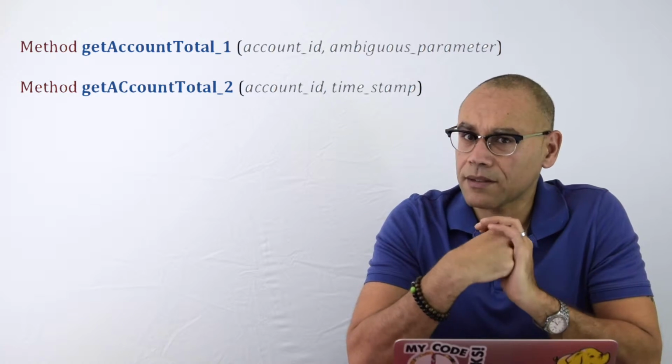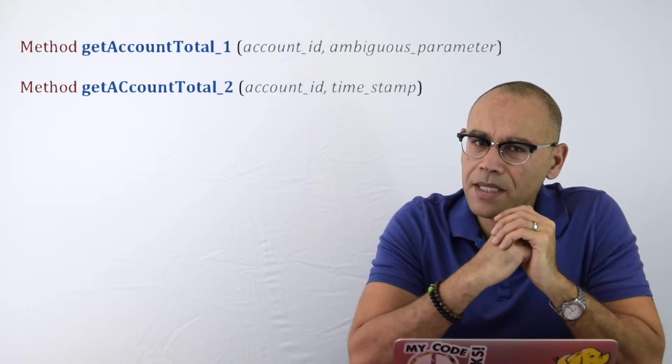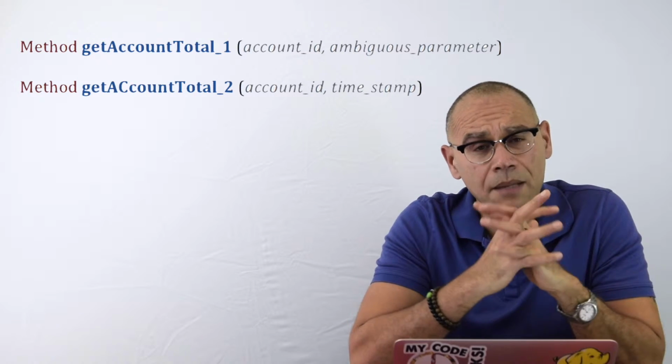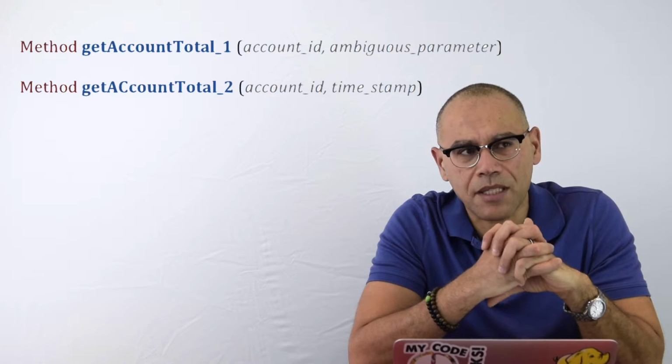The problem comes from different types of software. Get account total 1 and get account total 2. One of them has some ambiguous parameter and one of them takes a timestamp next to the account ID. Why in heavens am I sending a timestamp? Well, there must be some reason. Odds are your interface is not designed properly.